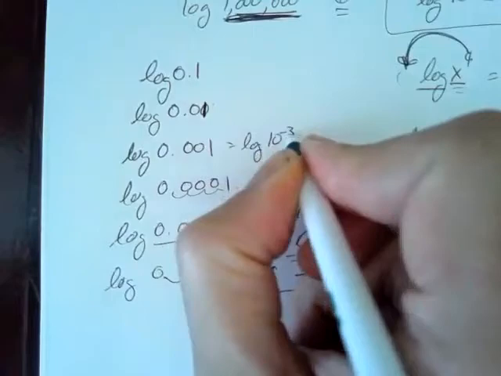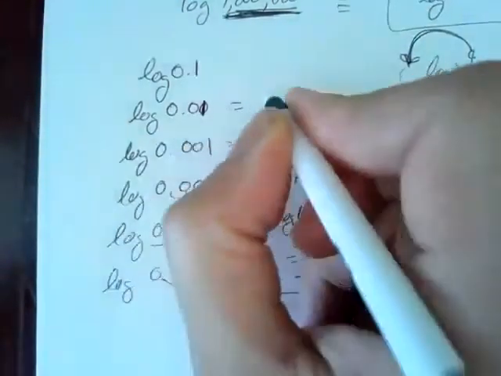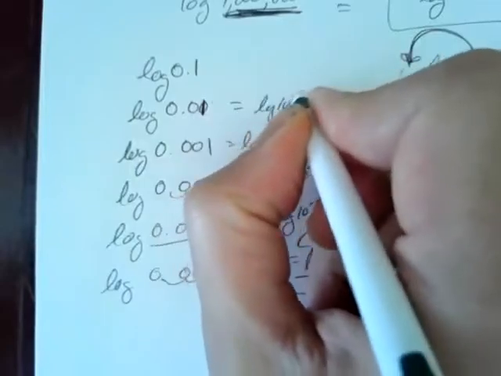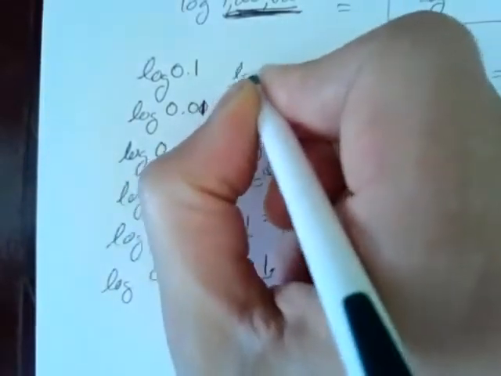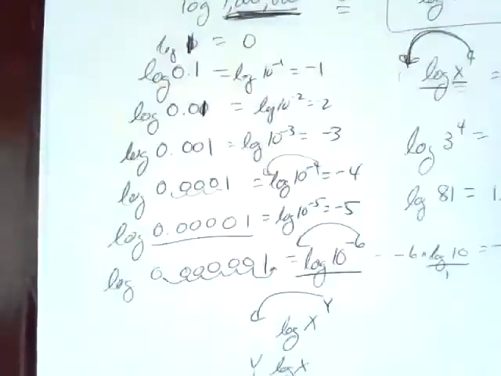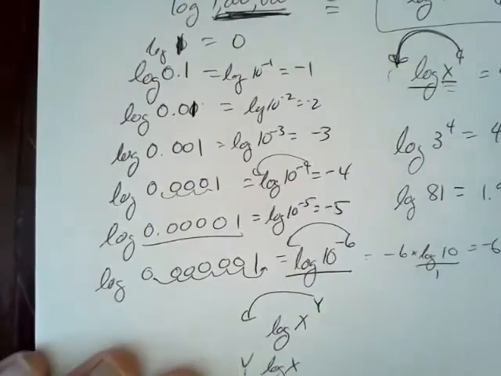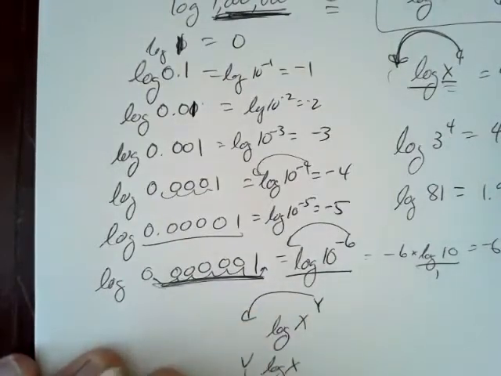This would be log of 10 to the minus 3, which is equal to minus 3. Log of 0.01 would be log of 10 to the minus 2, or minus 2. This is log of 10 to the minus 1, or -1, and then we'd be back to the log of... I'm sorry, the log of 1, which would be 0. So here again, we see we take these really small numbers.